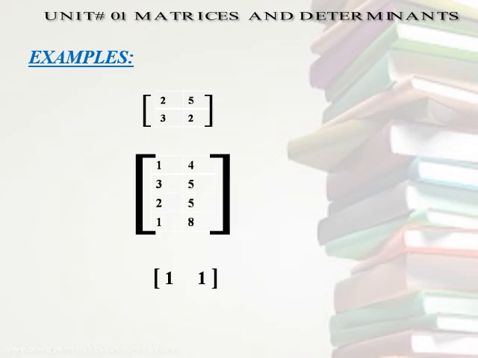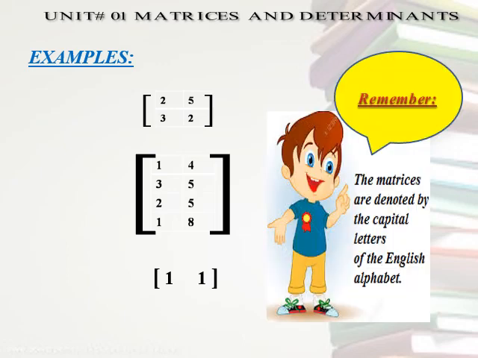Now, as everything has name, so you need to remember that the matrices are denoted by the capital letters of English alphabet. Here I am giving name to my first matrix, that is A, to the second matrix, that is B, and the last one, that is H. This is how we name the matrix.